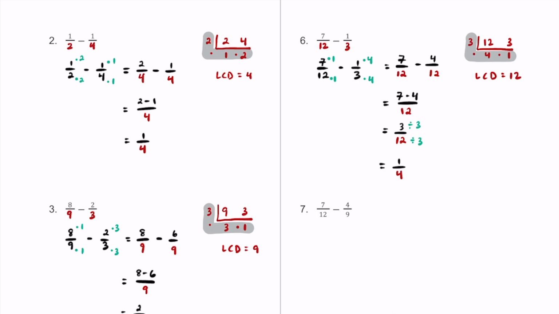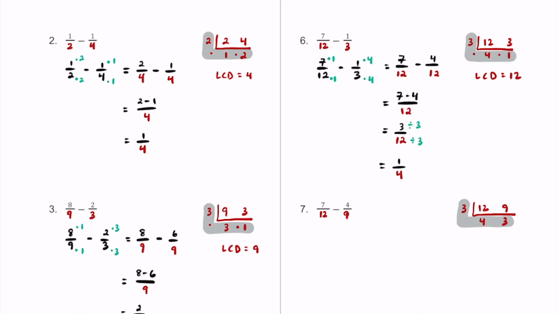For number 7, we have the fraction 7/12 again, but this time we're taking away 4/9. So we have our denominators of 12 and 9, which are different. Let's see if we can make them the same. Let's see, 3 is a common factor. 3 times 4 is 12, 3 times 3 is 9. And then 4 and 3 have nothing else in common, so we can stop there.